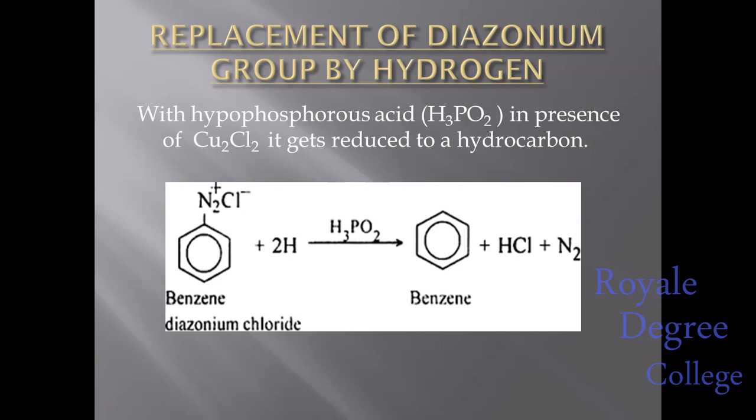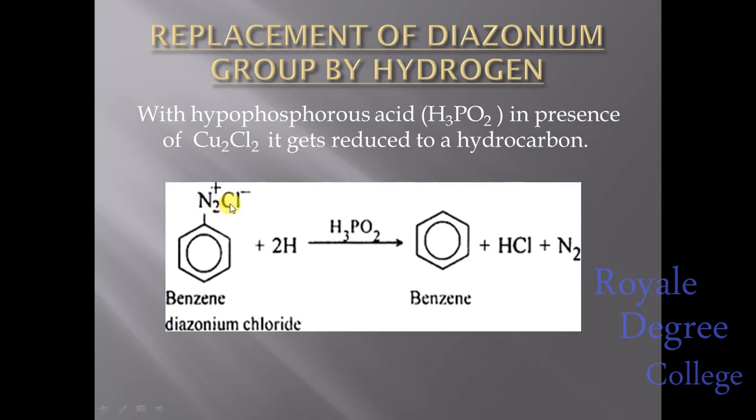Next is replacement of diazonium group by hydrogen. With hypophosphorous acid, that is H3PO2, in presence of Cu2Cl2, it gets reduced to a hydrocarbon. So here we'll see this reaction. Benzene diazonium chloride we are taking, in that we are adding two nascent hydrogen. Reaction will take place in the presence of H3PO2. Okay, so what will happen here?